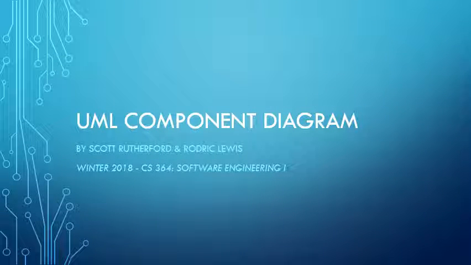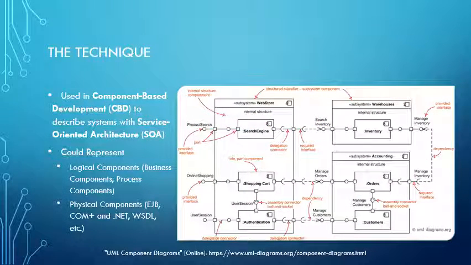UML Component Diagram by Scott Rutherford and Roderick Lewis. UML component diagrams are used to describe the architecture of a system.